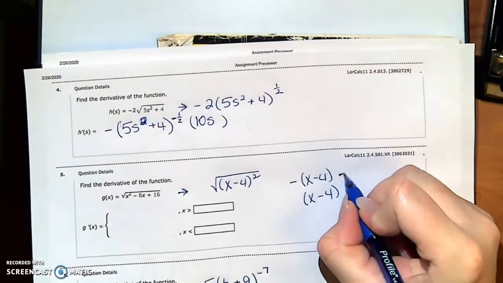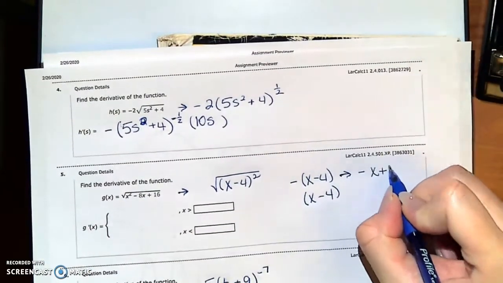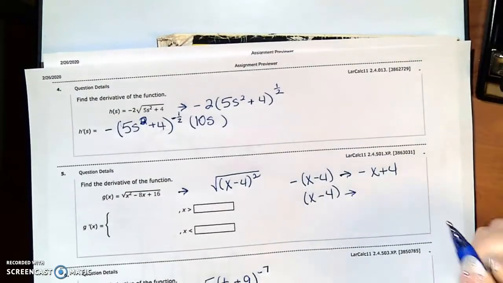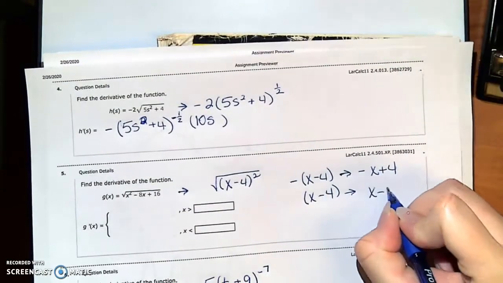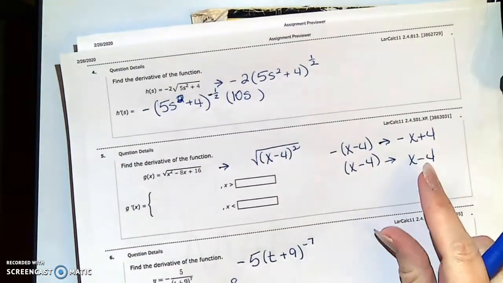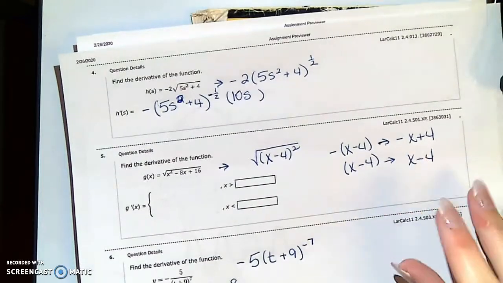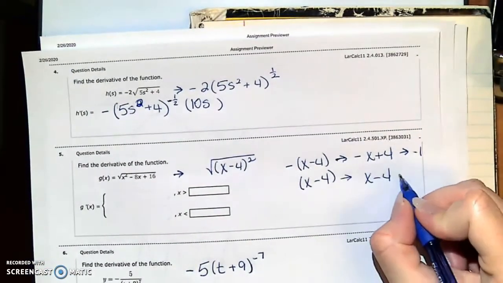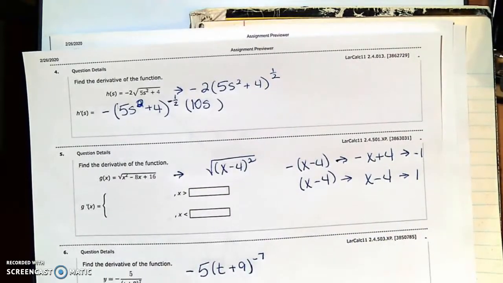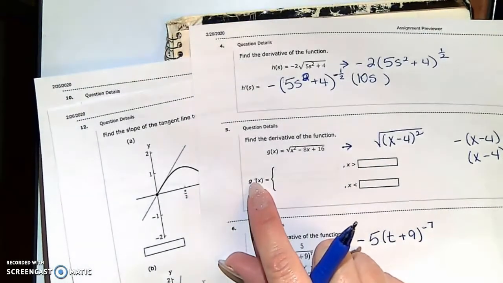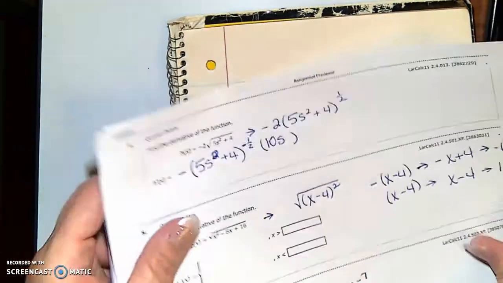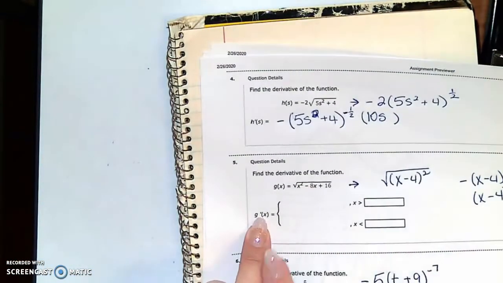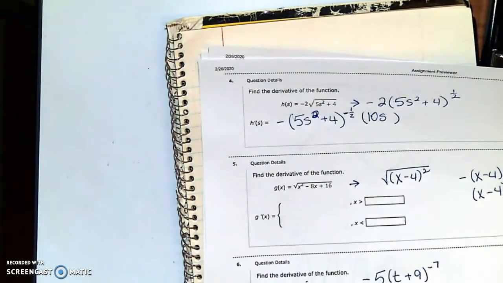So when I take this one, it'll be a negative x plus 4. And when I take this one, it'll be a positive x minus 4. So when you take the derivative, this one's derivative is -1. When I take this one's derivative, its derivative is positive 1. So now the question says, find the derivative of g. Hang on, so we're not confused. Find the derivative of g, and you've got a couple little boxes here.